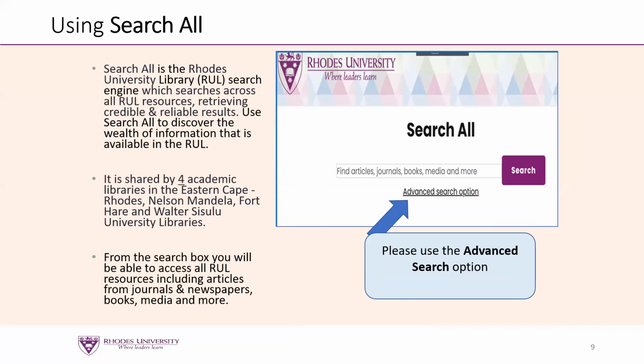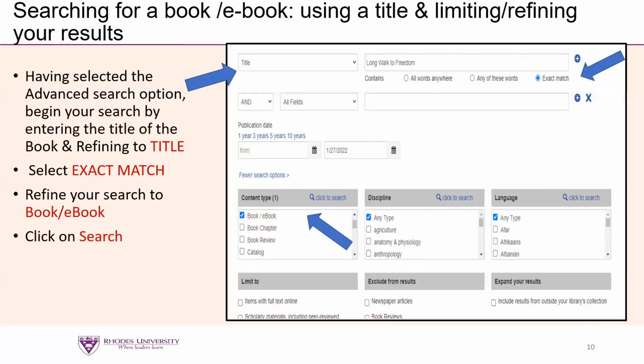Also to alert you to the fact that we share this with all the 4 academic libraries in the Eastern Cape. So that's Rhodes, Nelson Mandela University, Fort Hare, and Walter Sisulu. So when you do a search on Search All, you will see results from all 4 institutions, or perhaps only from some of them, but you need to refine it to Rhodes thereafter. So I'm just going to show you a quick demo via this presentation.